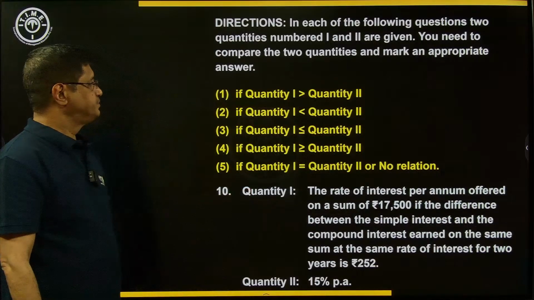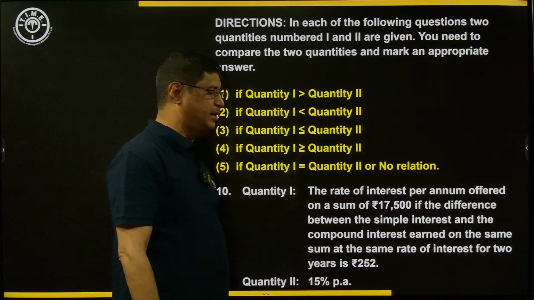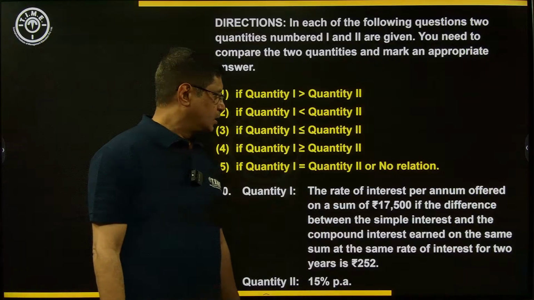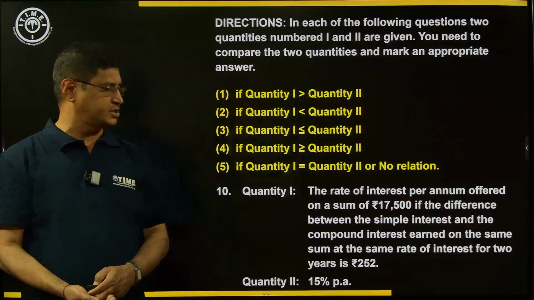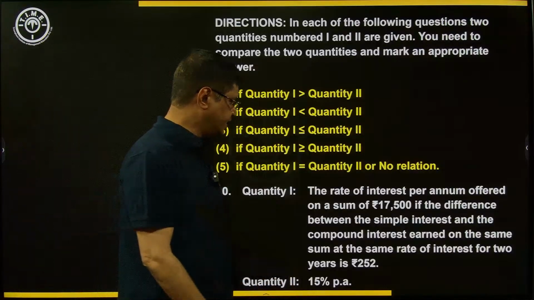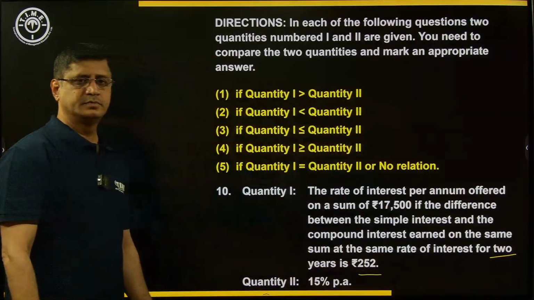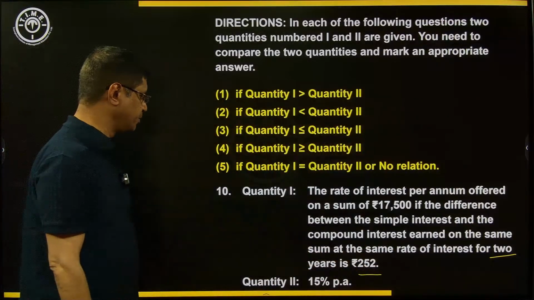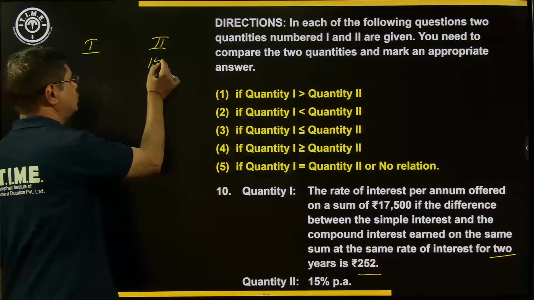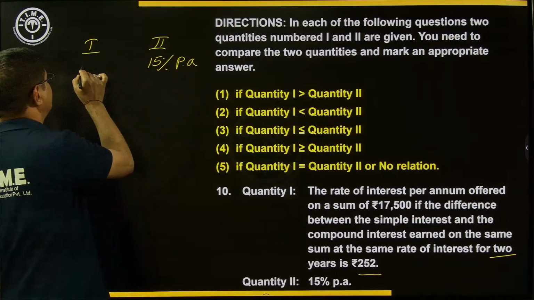Quantity 1: the rate of interest per annum offered on a sum of rupees 17,500, if the difference between the simple interest and the compound interest on the same sum at the same rate of interest for 2 years is 252. And quantity 2 is 15%. Quantity 1 we need to find out. Quantity 2 is 15% per annum. Here we need to find out the R value.